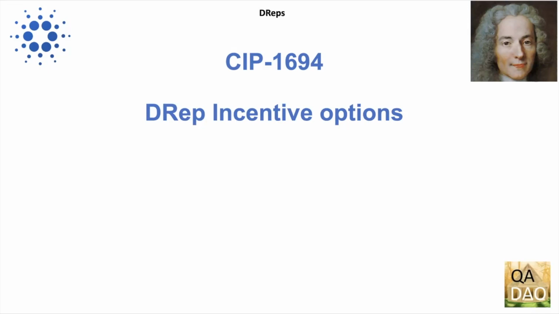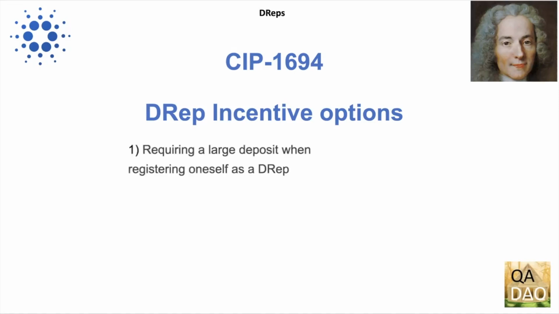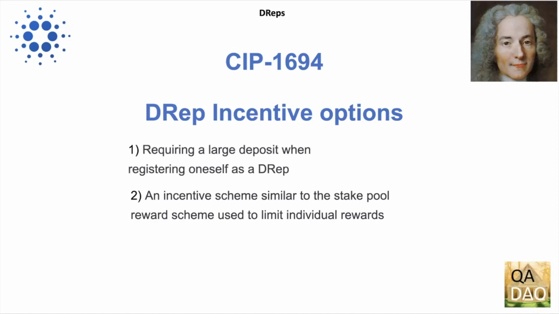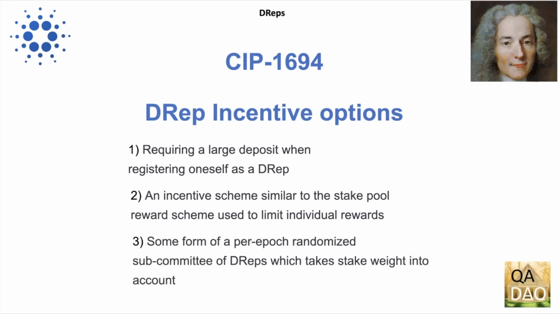DRep incentive options. If DReps are to be compensated for their work, corresponding incentive mechanisms will need to be specified, with funds coming from the per epoch treasury allocation. Performance constraints will also need to be considered to moderate the number of DReps voting on each governance action. Some options to ensure a manageable number of DReps include requiring a large deposit when registering oneself as a DRep, an incentive scheme similar to the stake pool reward scheme used to limit individual rewards, or some form of a per epoch randomized subcommittee of DReps which takes stake weight into account.